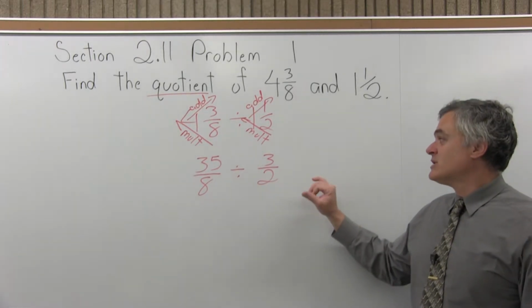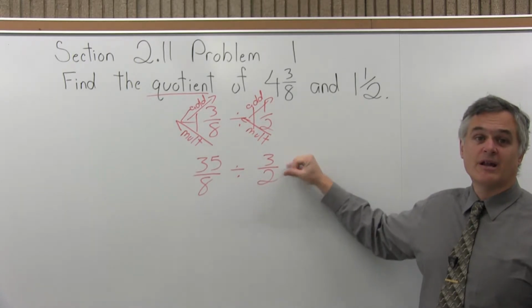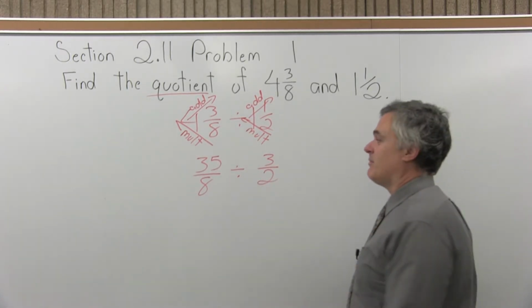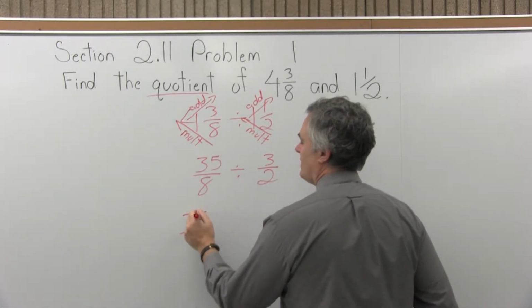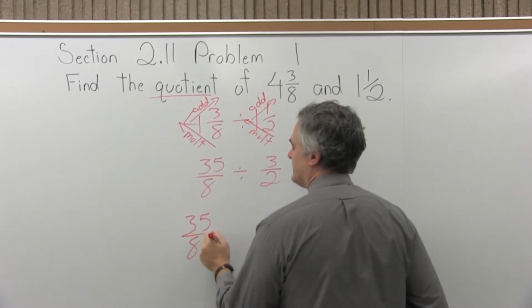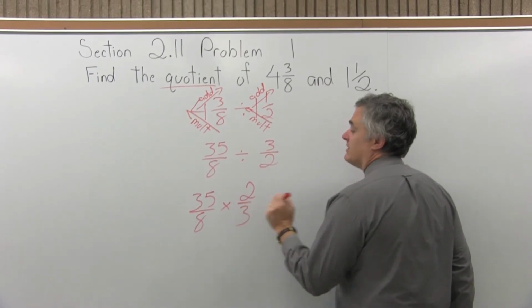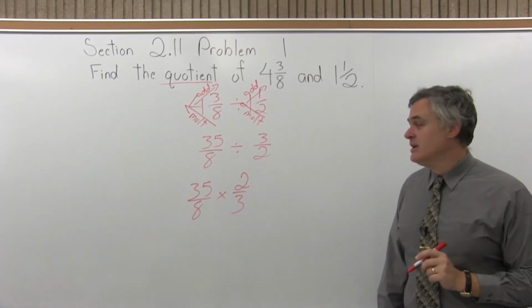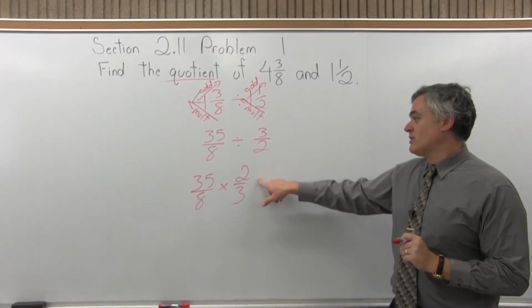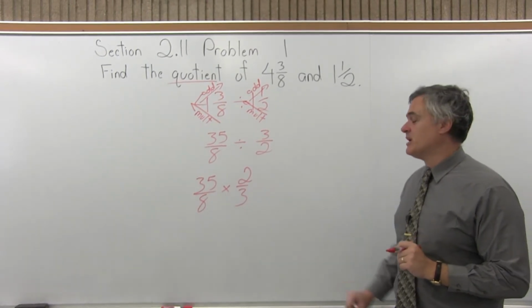Now that I have the fractions with just a numerator and a denominator, I can invert that second fraction and make it a multiplication. So I'll have 35 over 8, that will stay, but it becomes times 2/3 now. The second fraction is inverted. So now I can multiply numerator times numerator, denominator times denominator. That'll give me the answer.